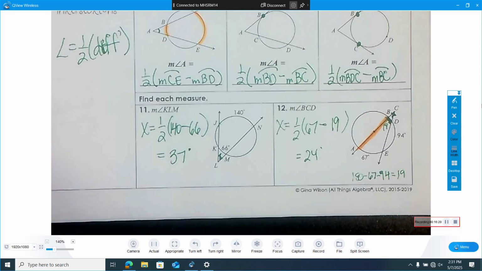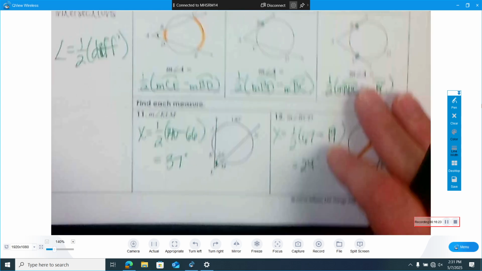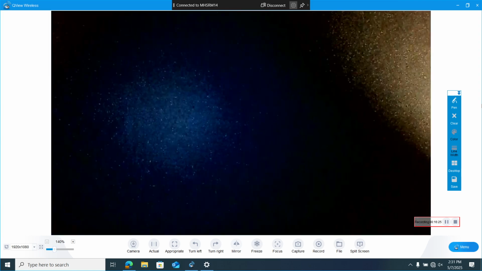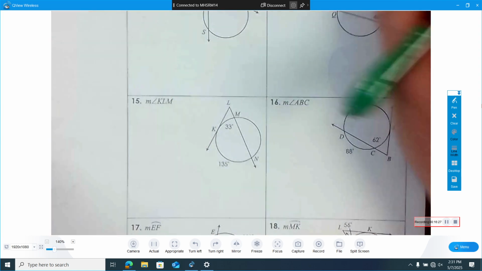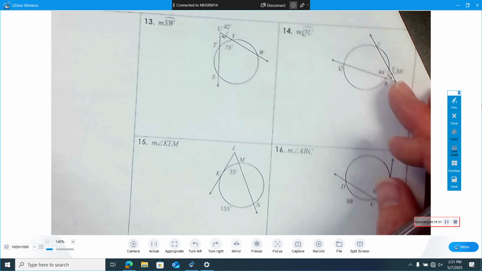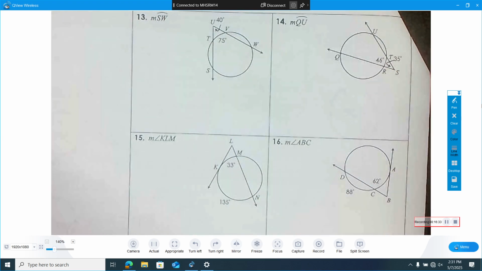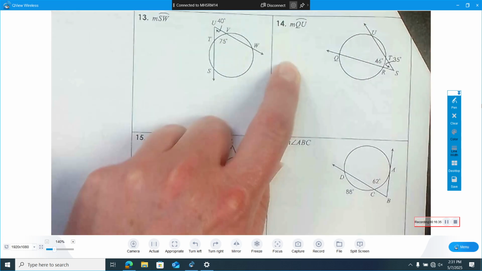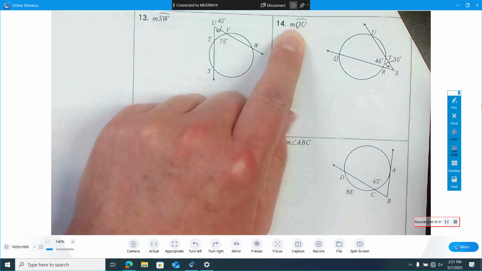Any questions so far? No. All right, we have half the sum, or half the difference. Last two here. We're only doing two. I know, we could do all 8, but no. It's okay. All right, we want to find the measure of arc QU.